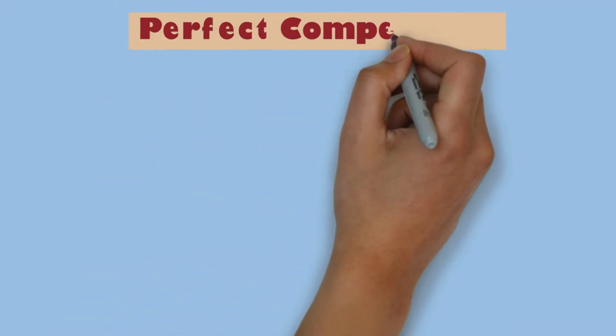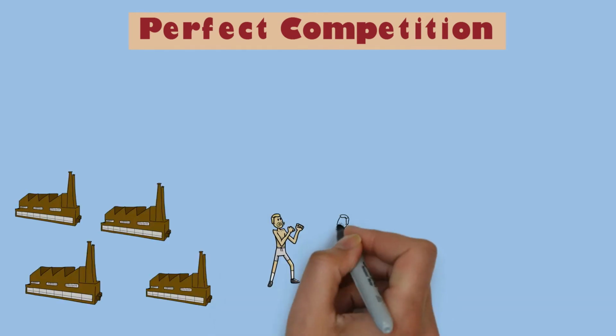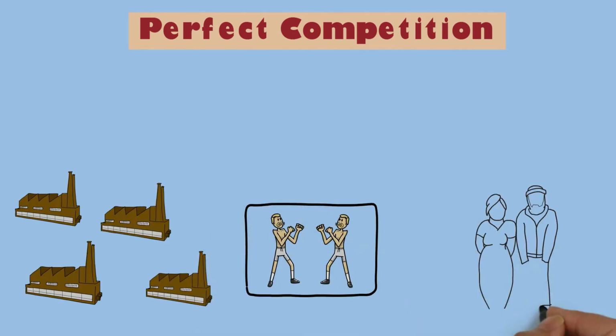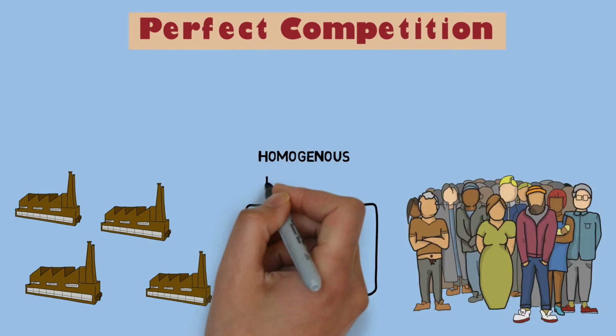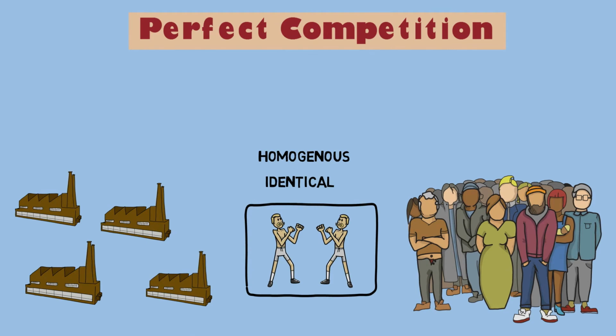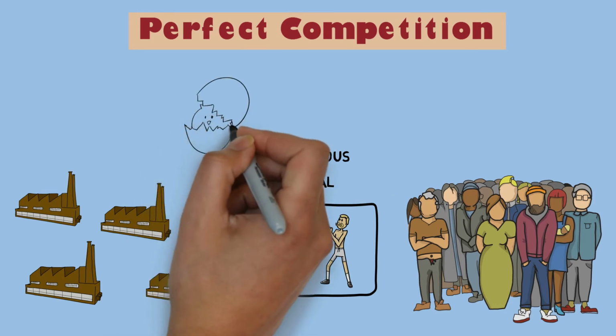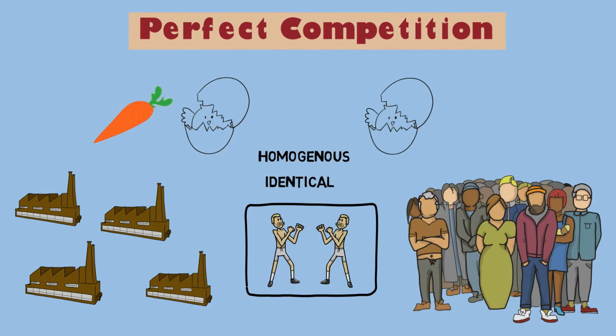Moving to the other extreme, we have perfect competition. Perfect competition is a situation when there are huge number of sellers trying to compete with each other to serve huge number of buyers by selling homogeneous or identical products. Identical products can be in the form of eggs, carrots, etc. That is, they should be similar in size and shape.